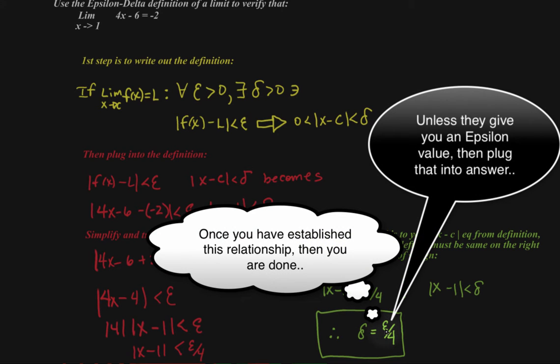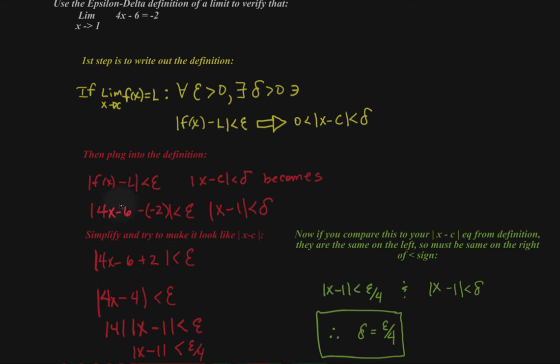Sometimes they'll give you what epsilon is. If they do, just plug and chug, go from there. But the goal is to establish this relationship. Plug in your function, simplify, make the f of x minus L look like your x minus c, and then put it in this form.